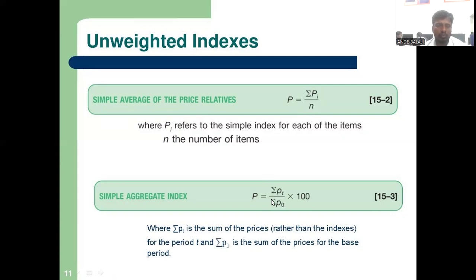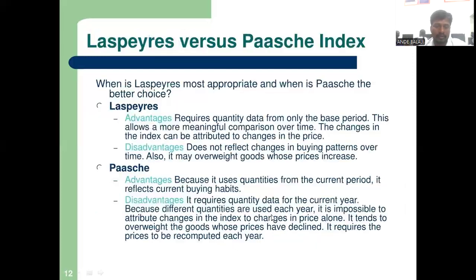And here we have one more formula related to simple aggregate index. Simple aggregate index, P equal to summation Pt divided by summation P naught, where summation Pt represents the sum of the prices rather than the indices, and P0 represents the sum of the prices of the base period. This is the formula for simple aggregate.